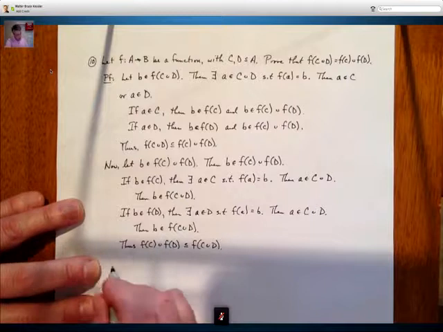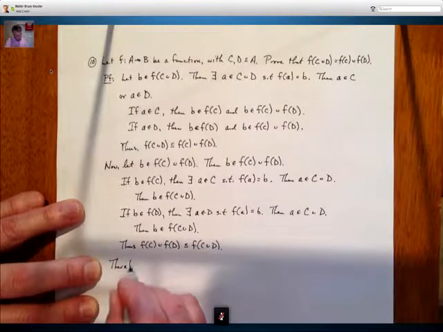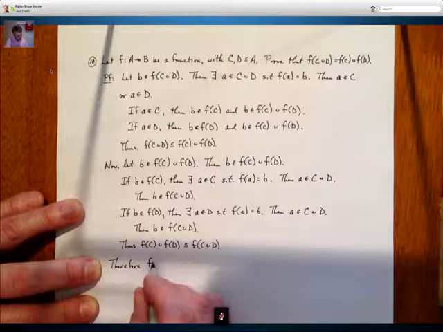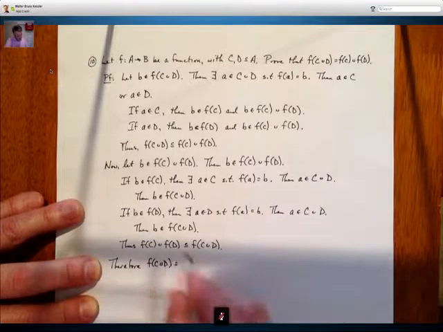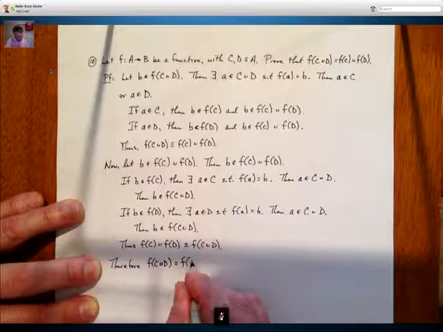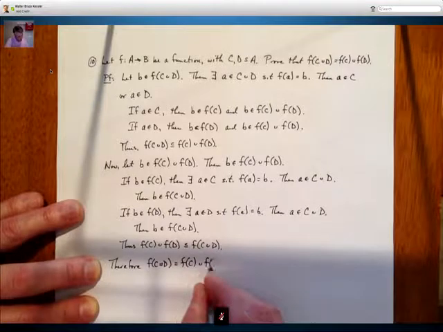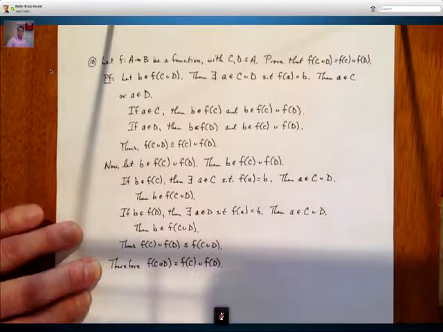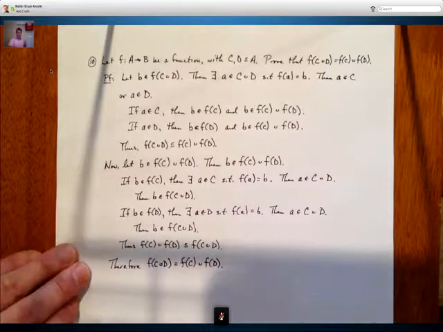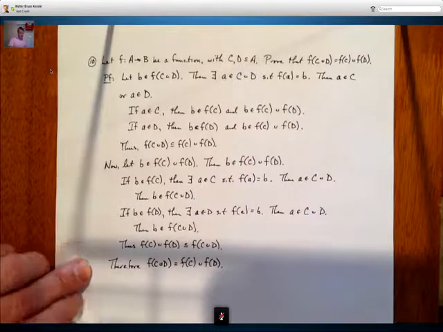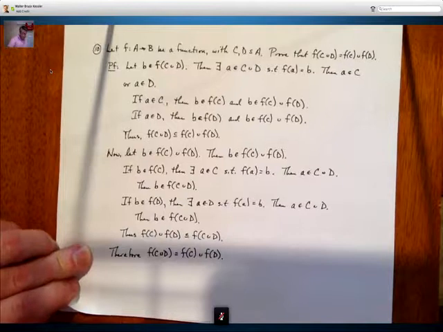So you got set inclusion both ways. Last sentence, therefore, f of C union D is equal to f of C union f of D. Okay, which is what we had to show.